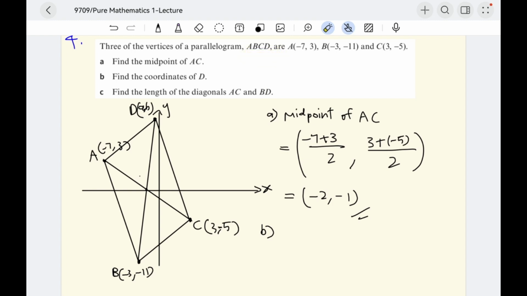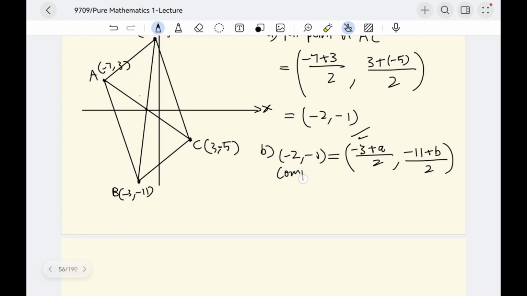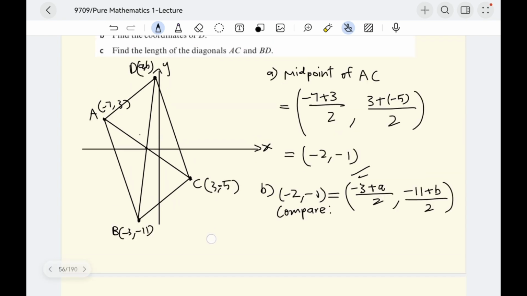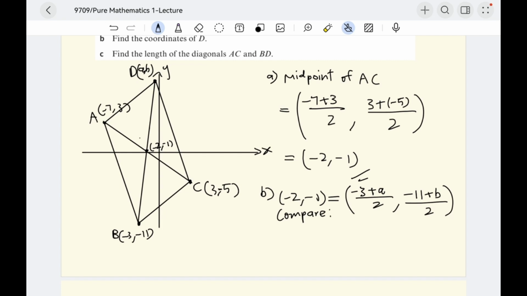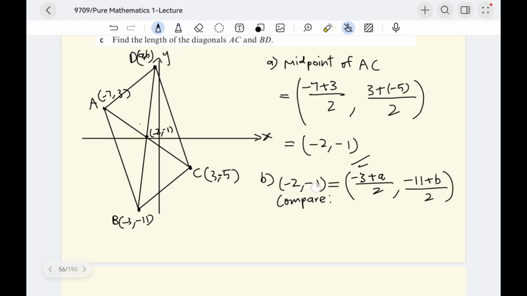So I have (-2, -1) that equals, referring to these two coordinates, (-3 plus a) divided by 2, and (-11 plus b) divided by 2 as well. Compare and find the values of a and b, and then rewrite the coordinates of D. So here you have (-2, -1) as the midpoint of both diagonals inscribed inside the parallelogram.